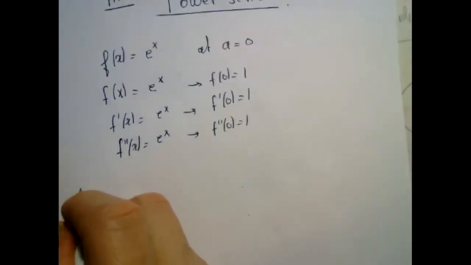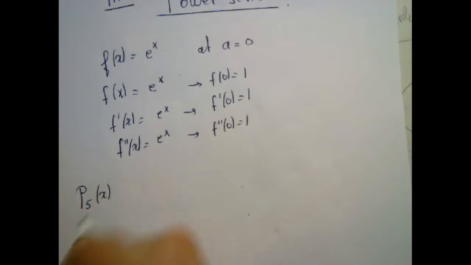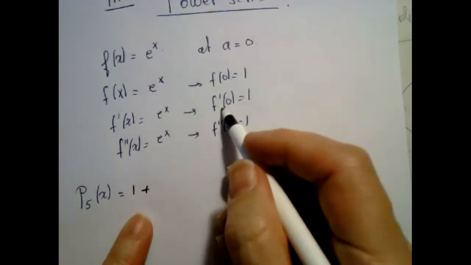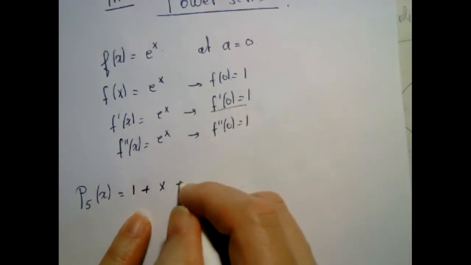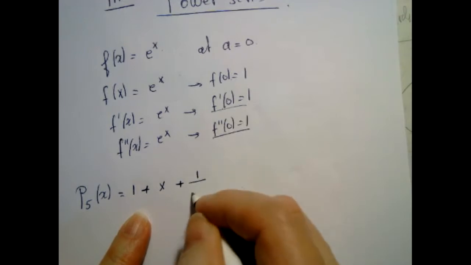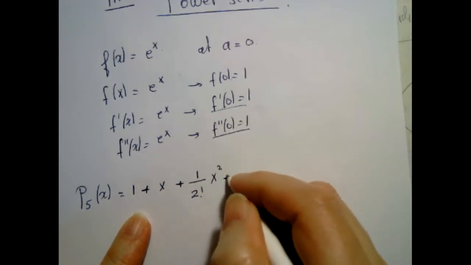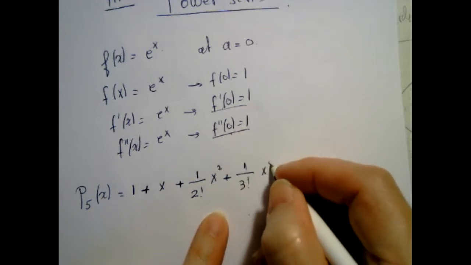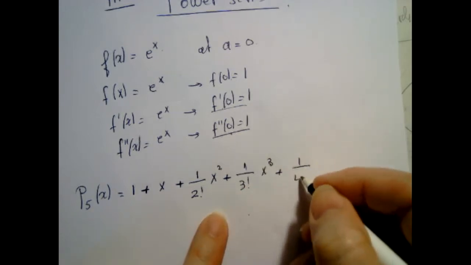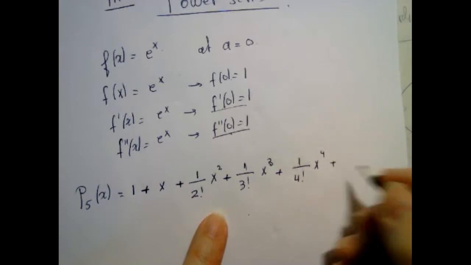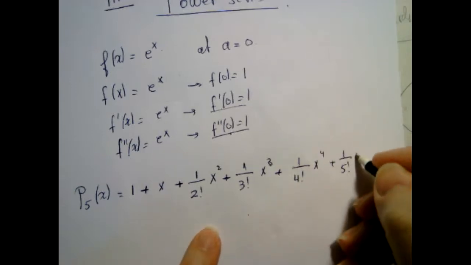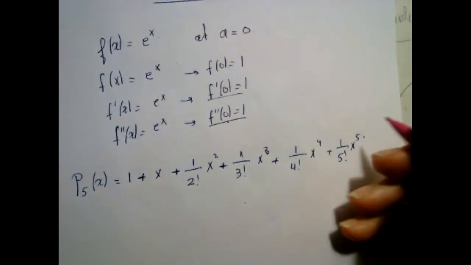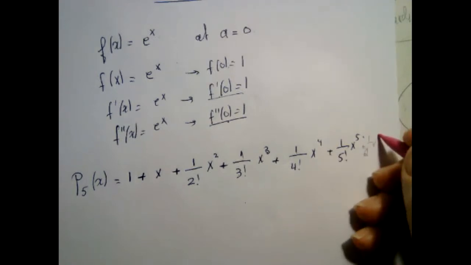So if I want the 5th order Taylor polynomial, we're going to get f of 0, which is 1, plus f prime at 0 times x, plus the second derivative at 0 over 2 factorial times x squared, plus the third derivative term with x cubed, plus the x to the 4th term, and so on. So it's just really a polynomial. So that's the 5th order Taylor polynomial. For the 6th order, you add 1 over 6 factorial times x to the 6th.